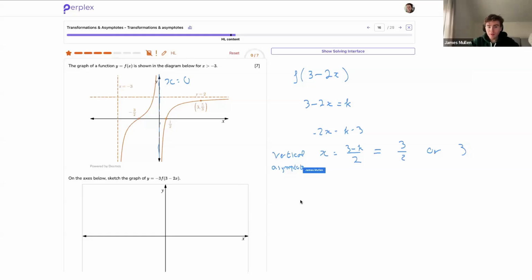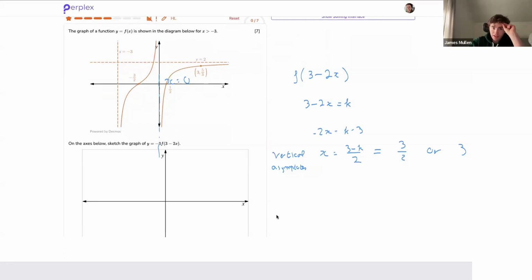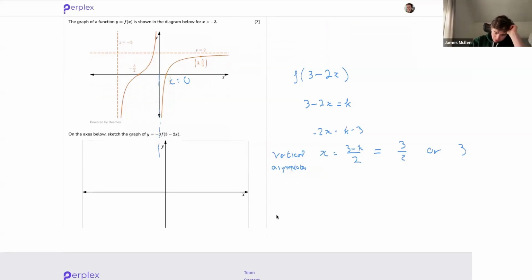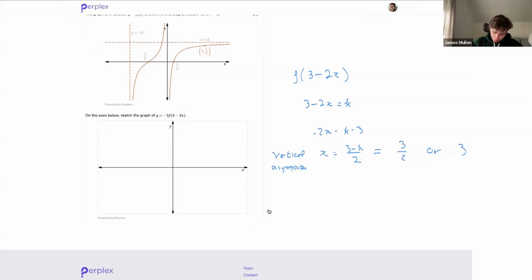Okay. Let me scroll down and start by drawing those on the graph. So I'm just going to erase this ugly thing. I know that I'm going to have a vertical asymptote at 3 over 2 and at 3. So let's draw those first. Let's put one at 3 and one at 3 over 2, so halfway there. So those are my two vertical asymptotes.